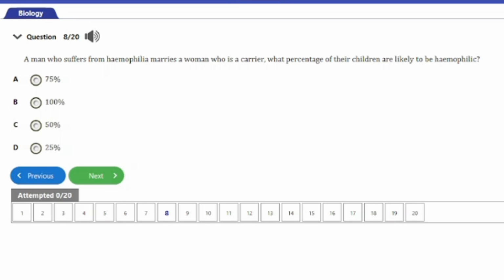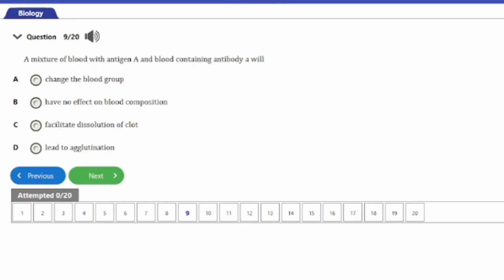the hemophilic gene will be expressed in one of the chromosomes and not in the other. So if you make a cross between them, you realize that you have 50% of the offspring being hemophilic. And that's it for that question. So let's go ahead and consider the next question here.